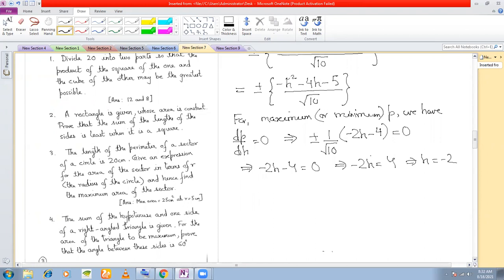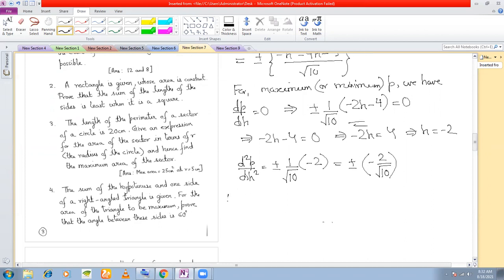Right? So at h is equal to minus 2, P is either maximum or minimum. Now, how do we check whether it is maximum or minimum? We find out the second derivative, d2P/dh2. You differentiate this part, plus or minus 1 by root 10 into minus 2, right? Which is equal to plus or minus minus 2 by root 10, right? At h is equal to minus 2.